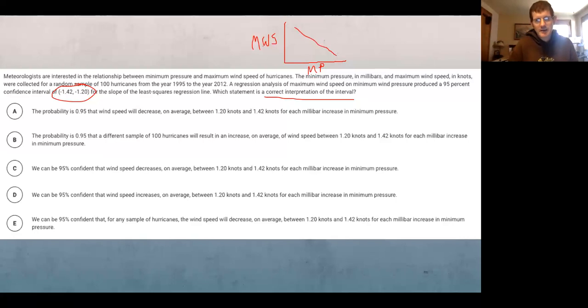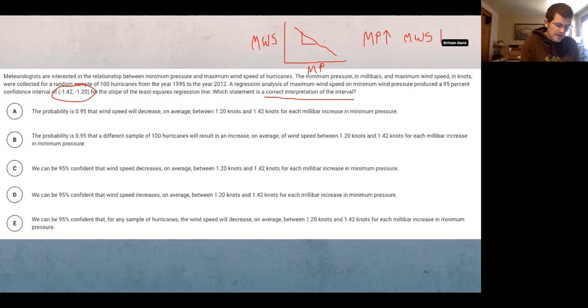But now what we can think about is knowing that this is a negative slope, it looks like as minimum pressure increases, maximum wind speed decreases. So minimum pressure goes up, maximum wind speed goes down. It's important to have that kind of conceptual understanding going into this.